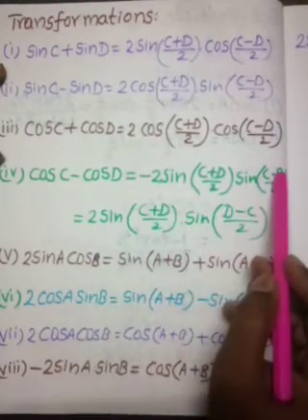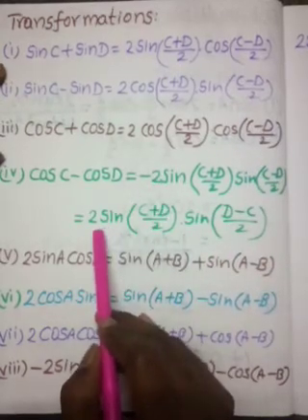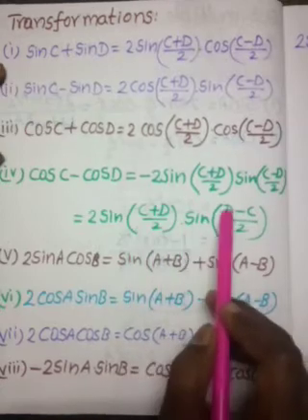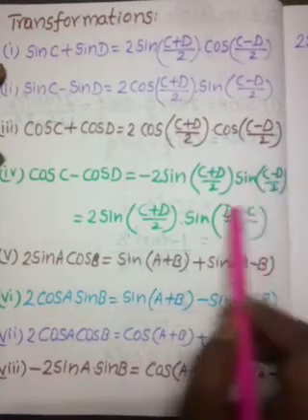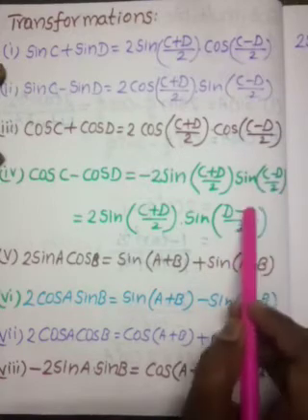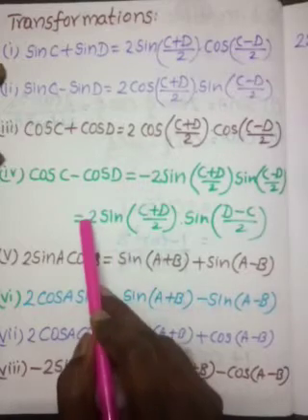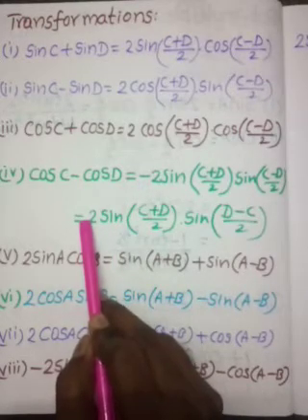Otherwise, if we are taking minus common, we can write this formula like this: 2 sin (c plus d by 2) sin (d minus c by 2), not c minus d. See this difference, my children. Here it was c minus d by 2, here we wrote d minus c by 2 and removed the negative sign. Understood this formula, my children?